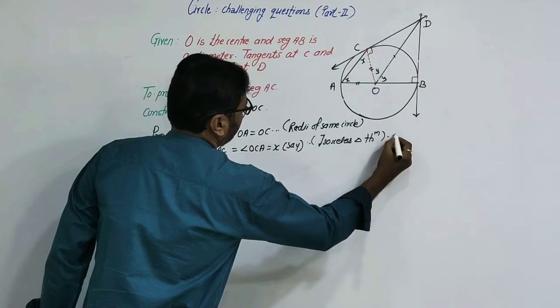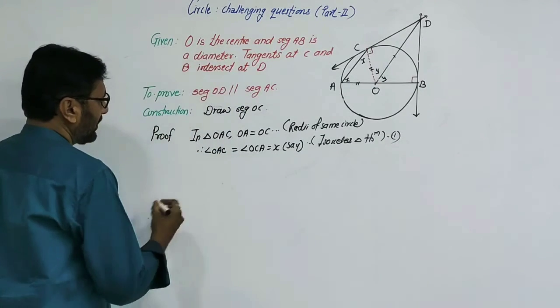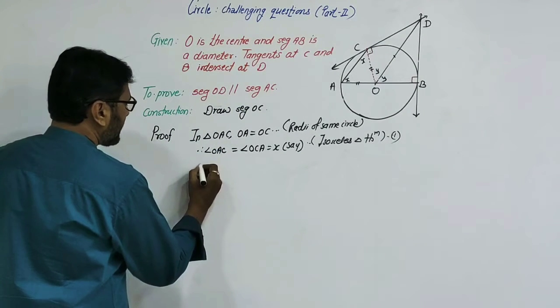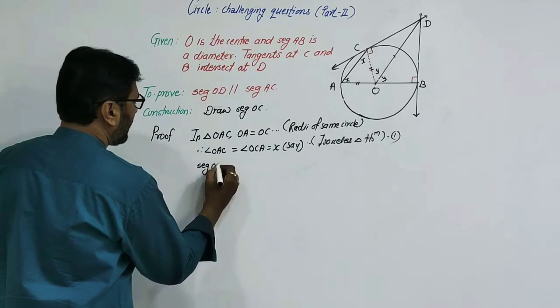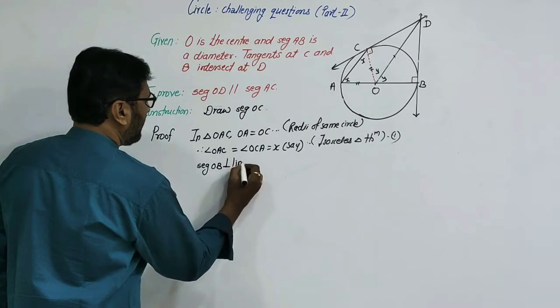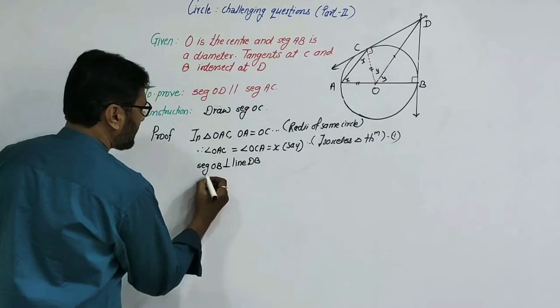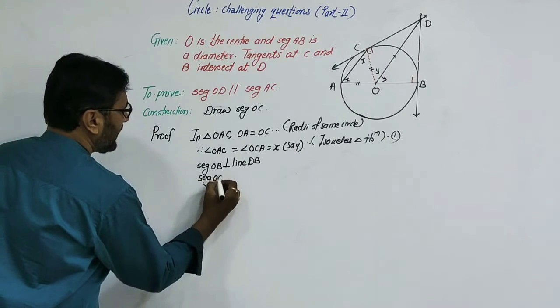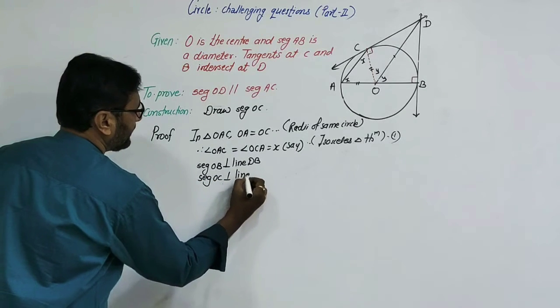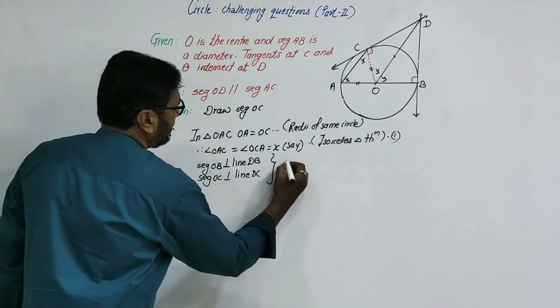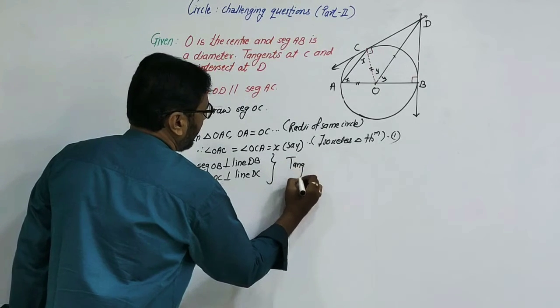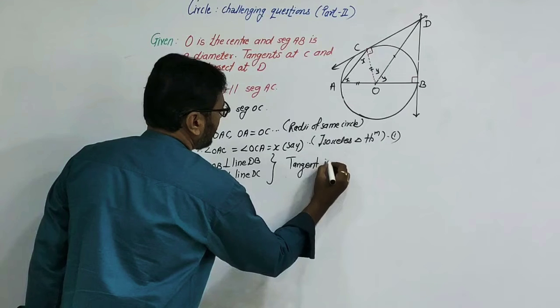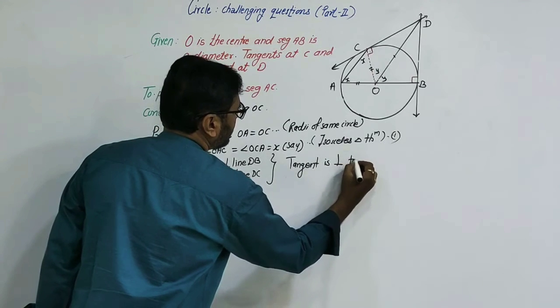Suppose this is number 1. Now we know segment OB is perpendicular to line DB. At the same time, segment OC is perpendicular to line DC. Tangent is perpendicular to the radius.